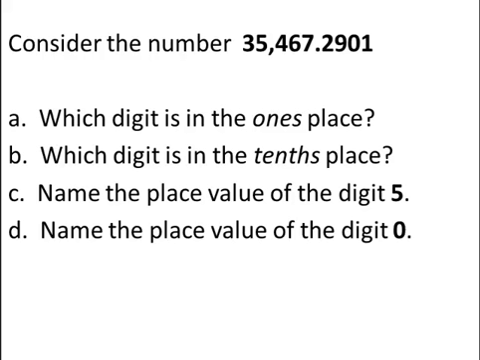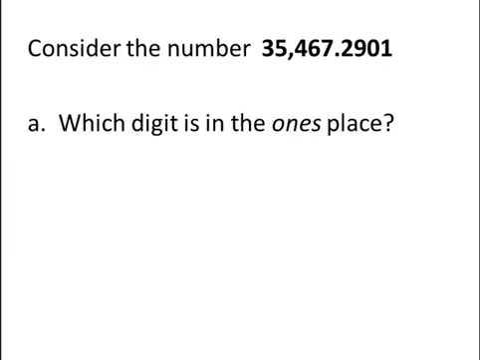Okay, we're being asked to consider the number 35,467 and 2,901 ten-thousandths. Said another way, 35,467.2901. There are 4 parts to this question, A, B, C, and D, but we'll focus our attention first of all on part A, which asks which digit is in the ones place.